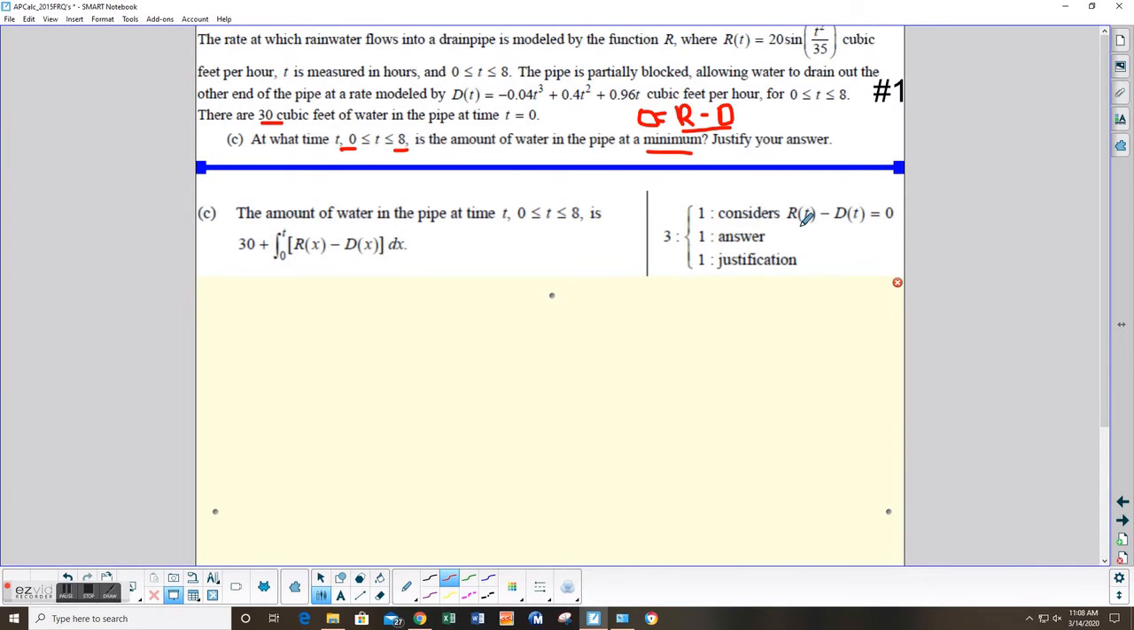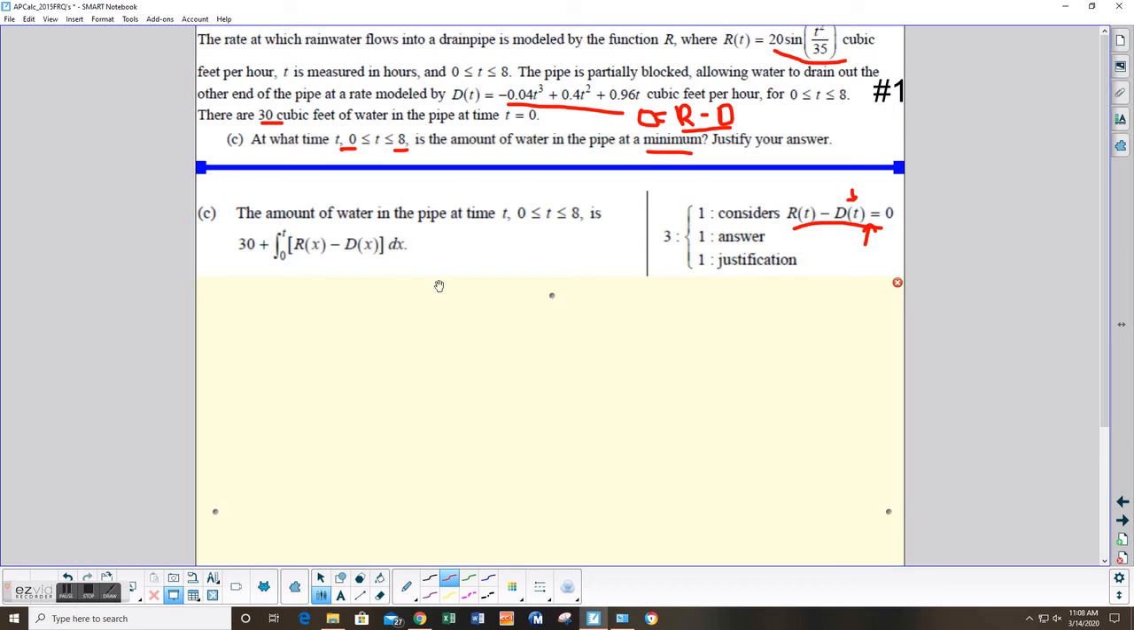First question, did you consider the critical points of R of t minus D of t equaling 0? That's pretty easy to do on a calculator. You plug in maybe this into F1 and maybe this into F2, and then F3 can be F1 minus F2 in your calculator, and then you just need to calculate a 0. Of course, you could also calculate where these intersect, without doing that third function, and that will also give you the same answer as to when this equals 0.